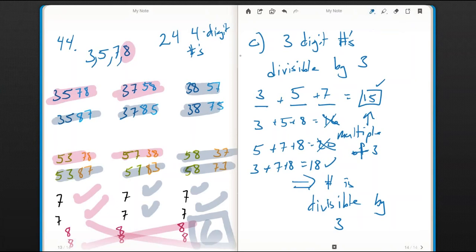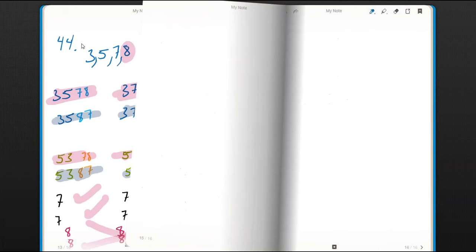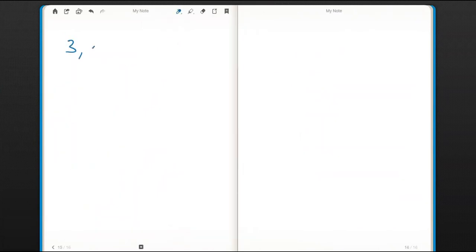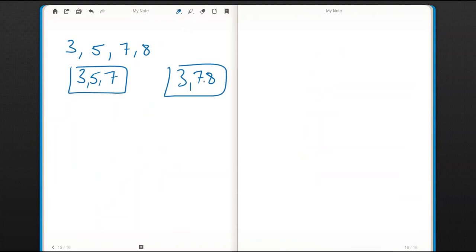So I've written a lot on this page. Let me just turn the page. So what I've just found is, given the numbers 3, 5, 7, and 8, if I want to make a 3-digit number divisible by 3, I could use the digits 3, 5, and 7 as a group, because that equals 15, which is a multiple of 3. I can use the numbers 3 and 7 and 8 as a group, because that's 18, which is a multiple of 3. So how many 3-digit numbers can I make?